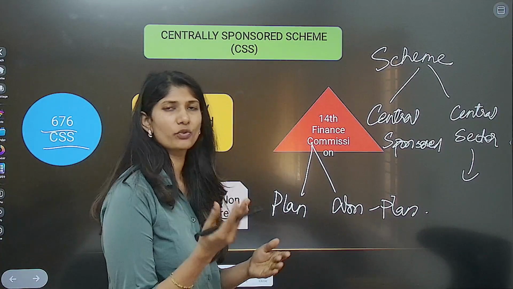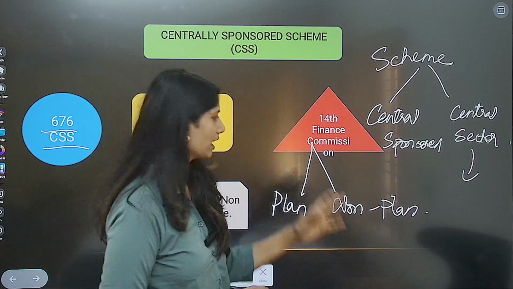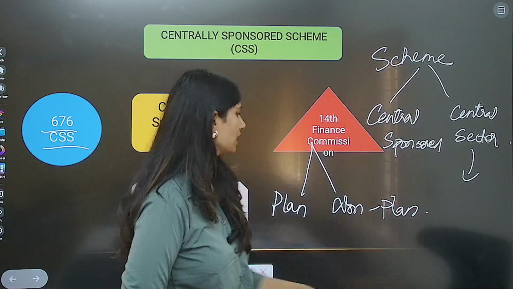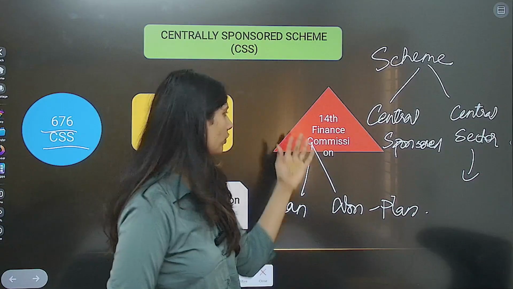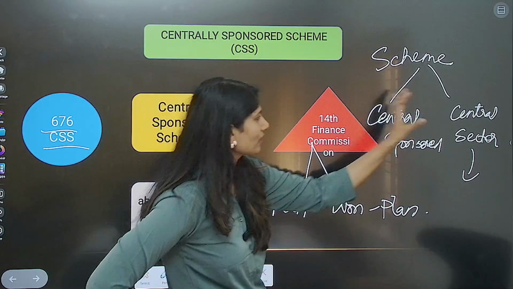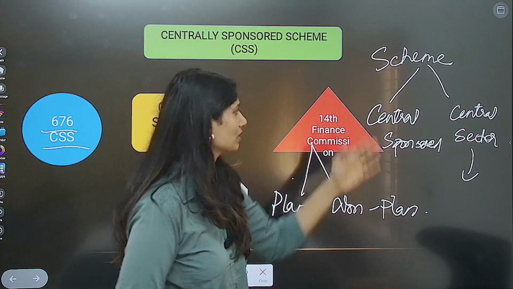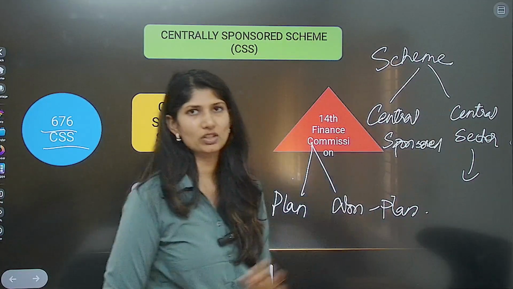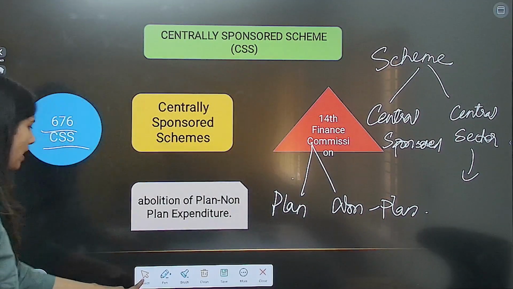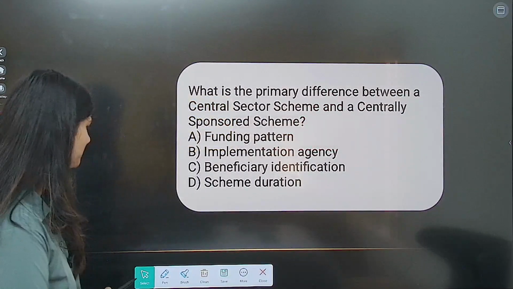One of the ways the money is given from the Center to the states is through these two only. Earlier there was Plan and Non-Plan. With the 14th Finance Commission onwards, with the discontinuation of this, one of the main sources of money between the Center and the state comes from Centrally Sponsored and Central Sector schemes. Now we will be seeing about Central Sector and Centrally Sponsored schemes.